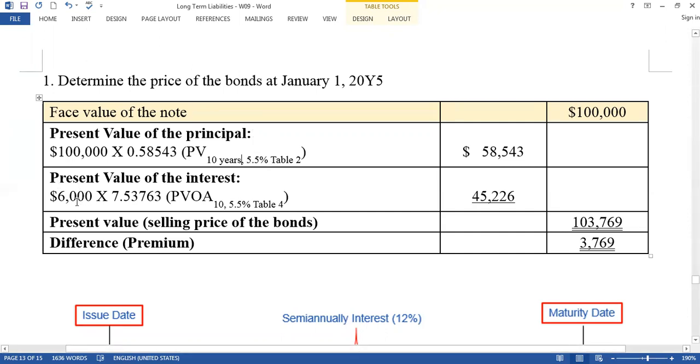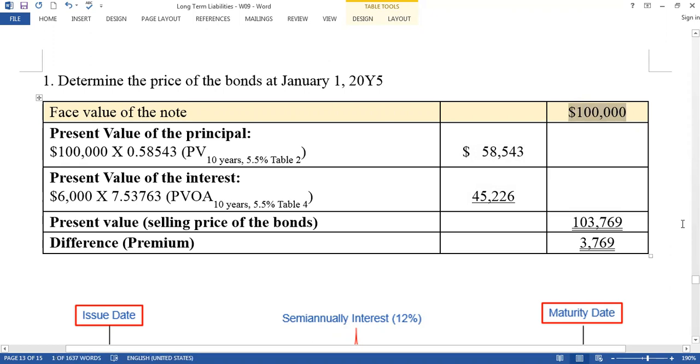Then the present value of $6,000, 10 years, 5.5%, and we are going to use the ordinary annuity table. So what is the present value today? The present value today is $103,769.